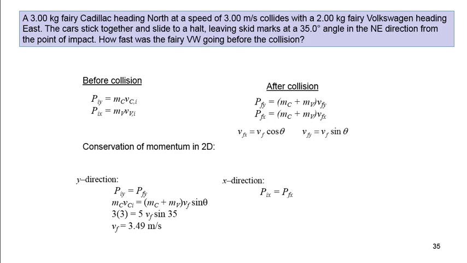And now that I know that, I can look in the x direction, because in the x direction I did not know how fast the VW was going. I did not know this value. So now, using this expression here, I can plug in for V final because I just solved for it. And I plugged in all the other numbers, and I can find that my initial velocity of the VW is 8.6 meters per second.